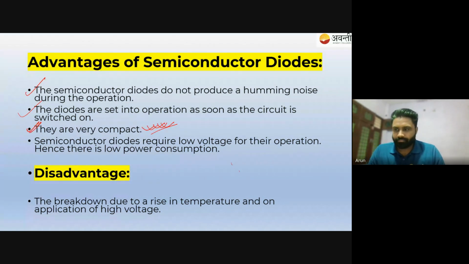Okay. Although you can check it out with the batteries, the battery used in mobile, how much is it? It is hardly 1 volt. 1 volt is significant. 0.5 to 0.7, 1.2 volt, 1.5 volt, right? Look how small the voltages are. Okay? So there is low power consumption.